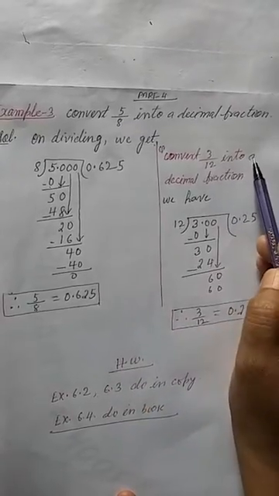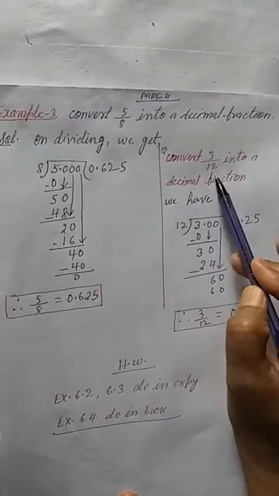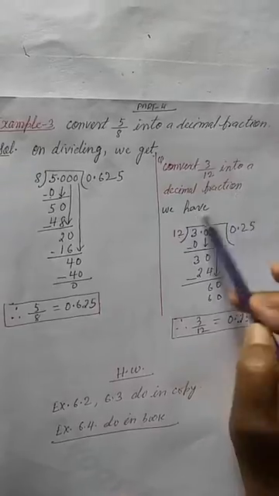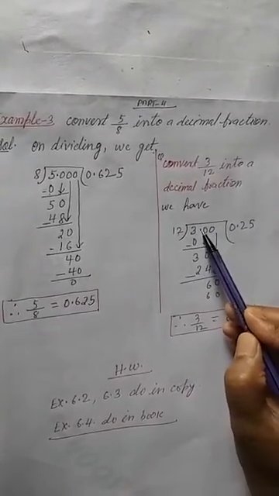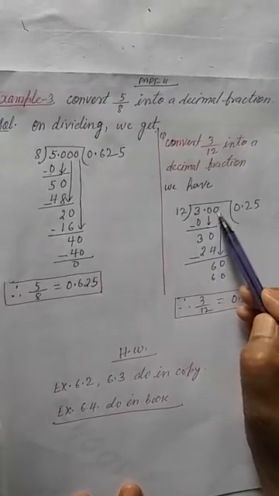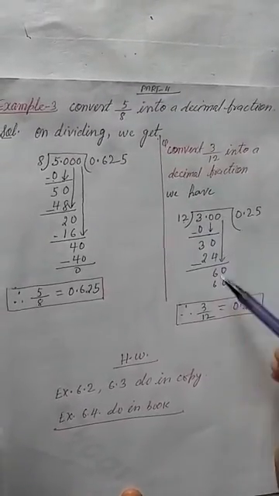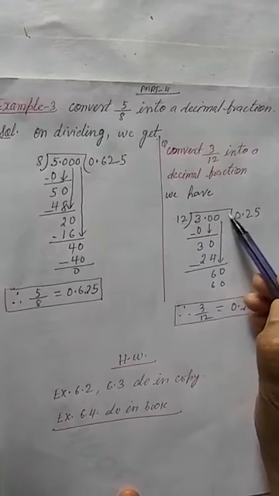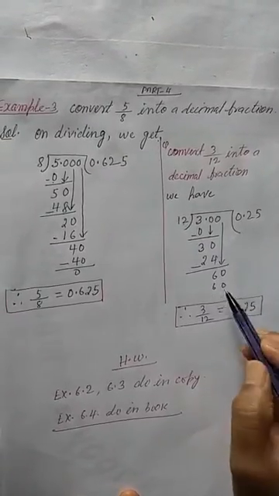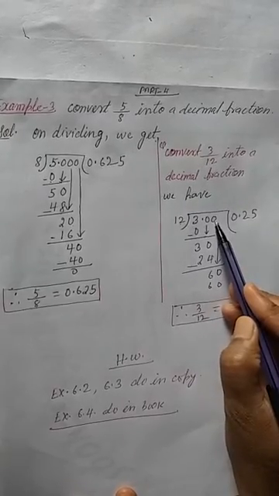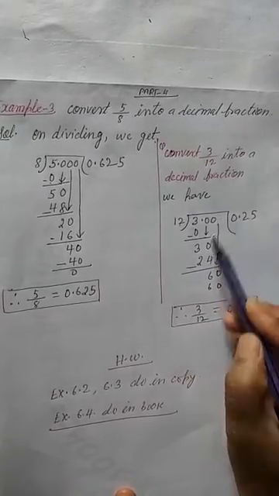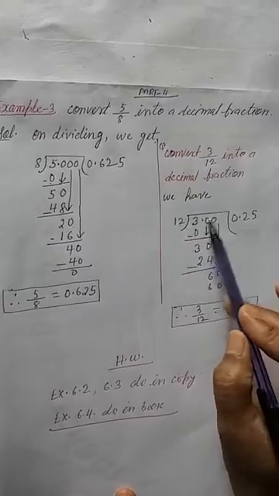Let us see another example. Convert 3 upon 12 into a decimal fraction. Here is 12 and here is 3. After 3 we can write 0 0. If you require more zeros you can also write more. I am taking 2 zeros, but if you take more zeros, no problem. Here also the same method.